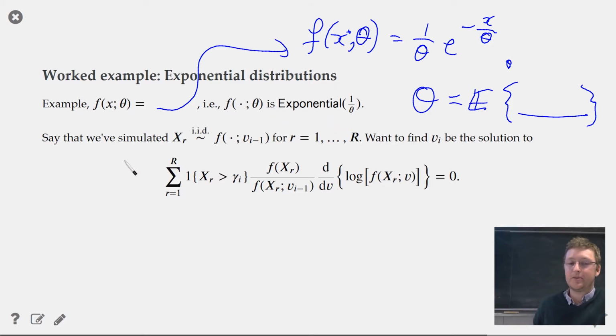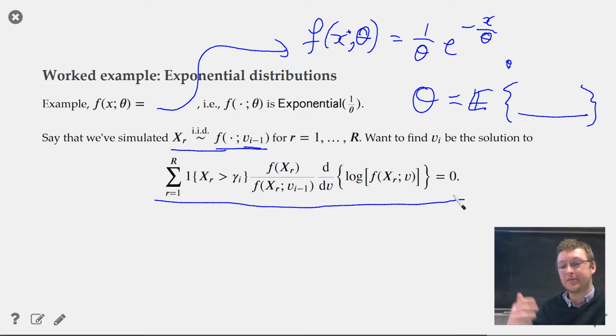So let's say that we're halfway through the cross-entropy method. We've got some proposal exponential distribution with the parameter v_{i-1} from the previous iteration. We've sampled from that distribution capital R times IID, and we want to solve this by setting that derivative to 0.